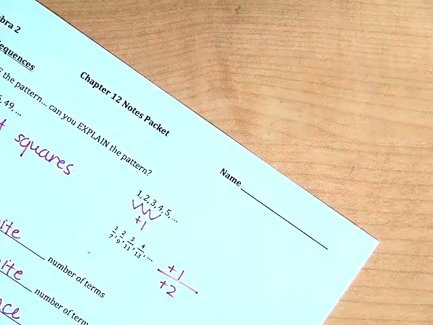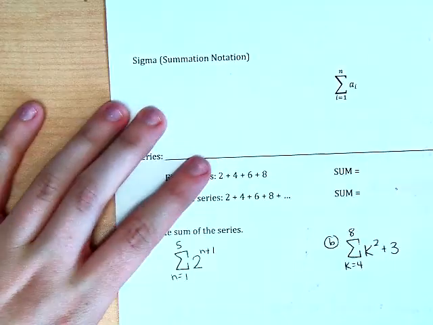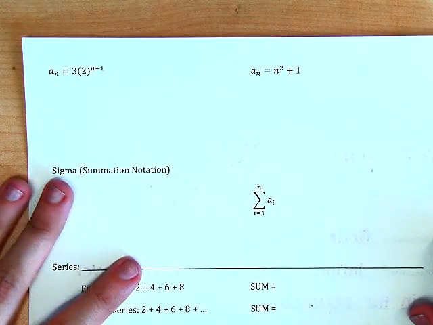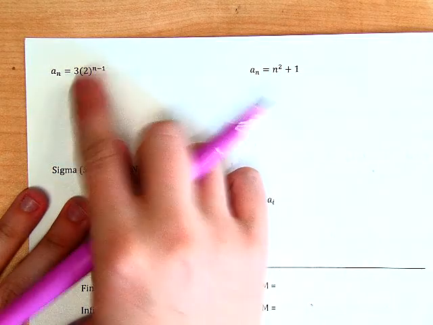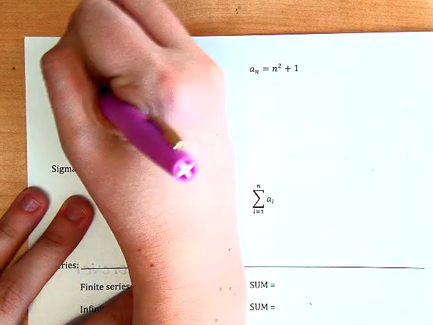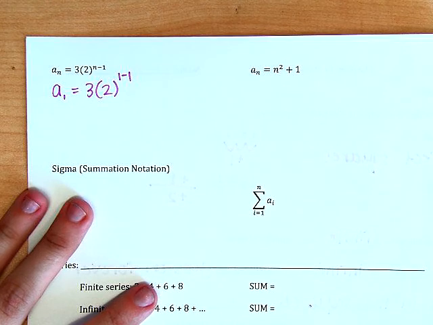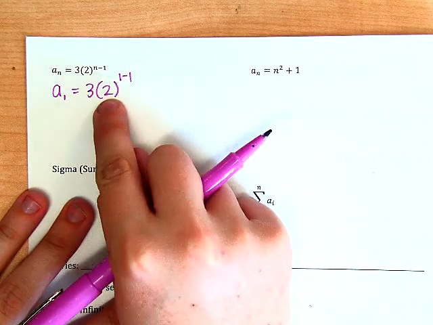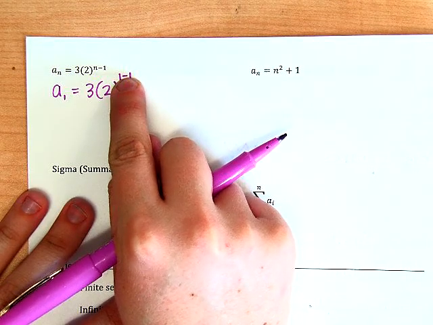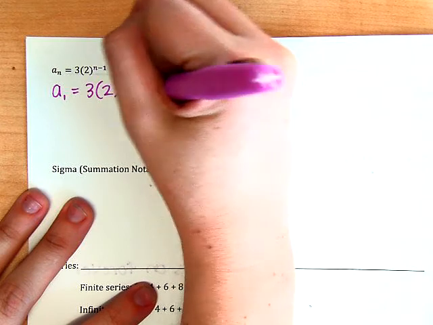Okay, let's keep going. We got some more of these. So all we're doing is plugging in numbers. A1 would be 3 times 2 to the 1 minus 1. 1 minus 1 is 0. Anything to the 0 power is 1. 1 times 3, 3.